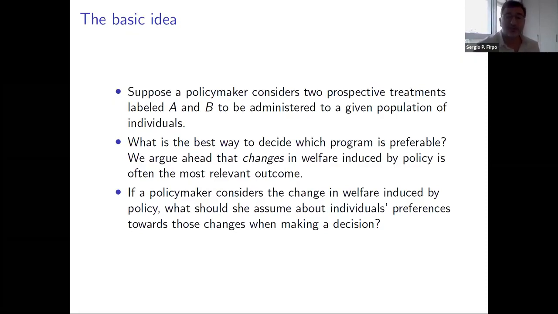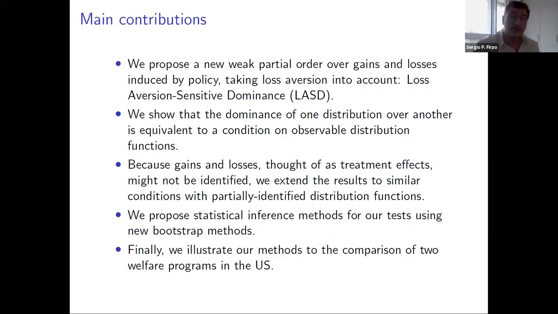So, but how can we do this? Well, the way that you do it is by deriving a new stochastic dominance criterion that we call loss aversion sensitive dominance, which takes into account that the value functions of individuals, or the welfare function, incorporates the idea that individuals would exhibit loss aversion. And by loss aversion, we use the main features used in the prospect theory literature.